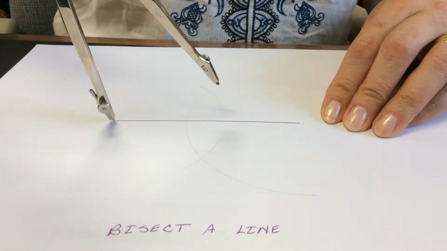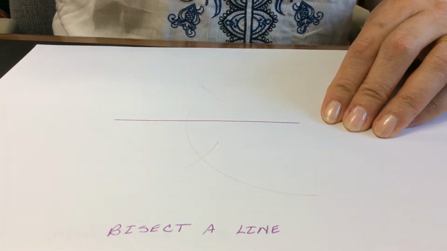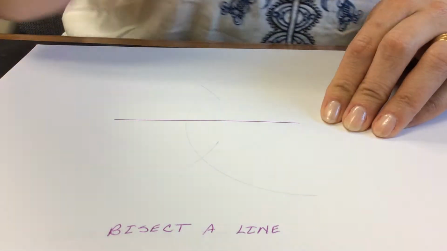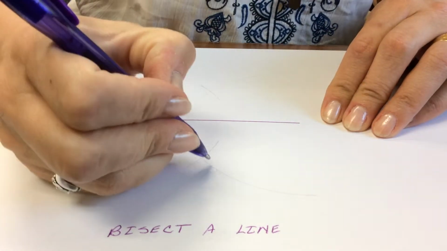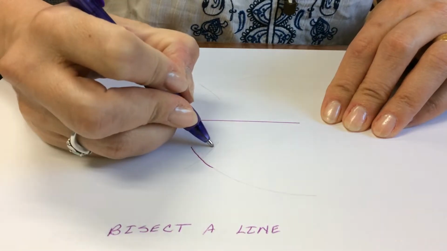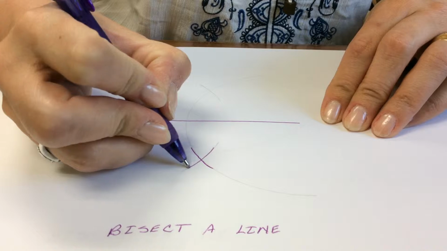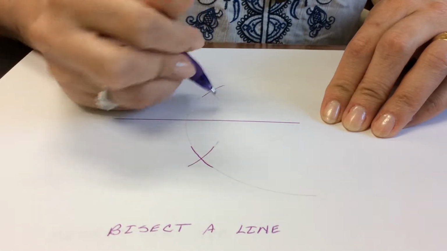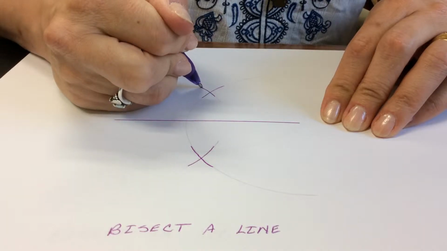across my original arc. I'm going to darken these just so you can see them. This first piece that I'm drawing is my original arc, and this is the partial arc that I drew across it. Down here is the original arc, and this is the partial arc that I drew across it.